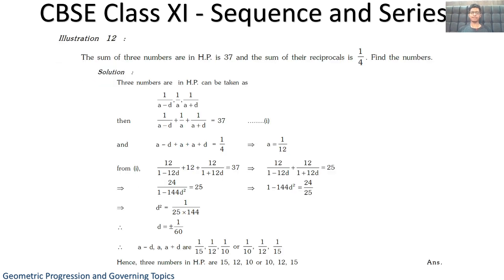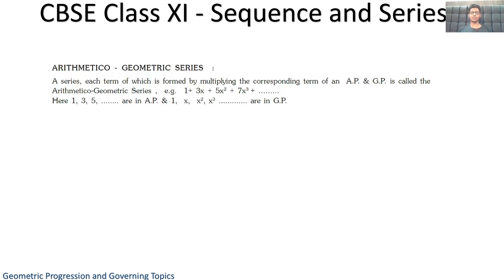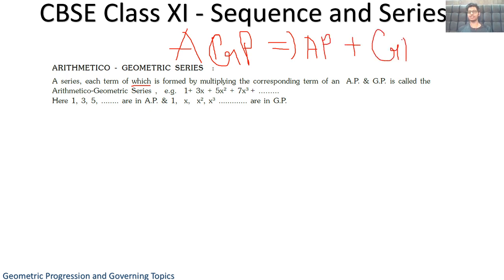Okay, so what you need to understand is what's an AGP. An AGP is nothing but a series in which each term is formed by, so basically, an AGP is a sequence that has been derived by using the properties of an AP as well as a GP. That is, when we say an AP, let's say we have 1, 3, 5, 7, the terms are in AP.